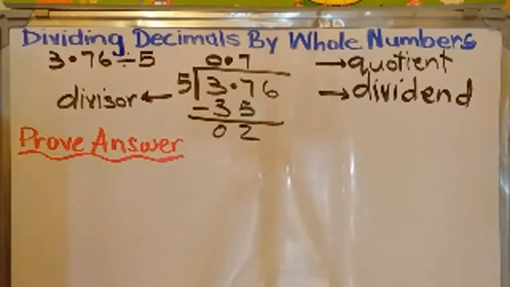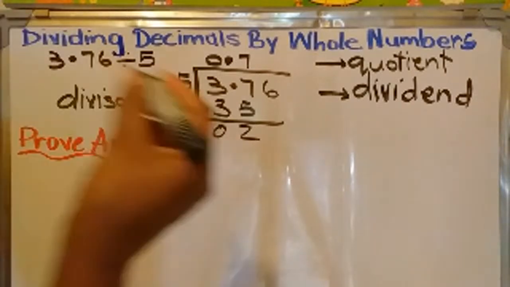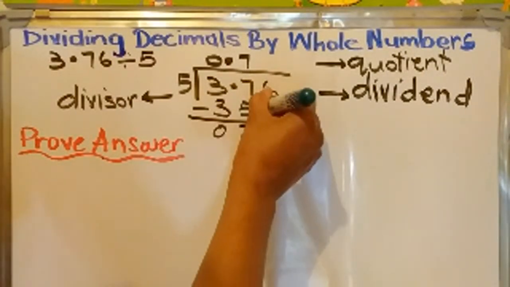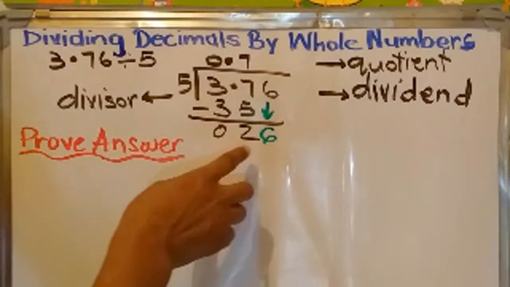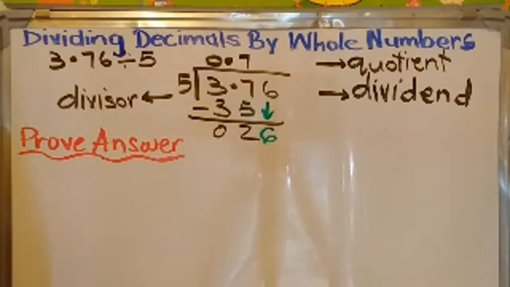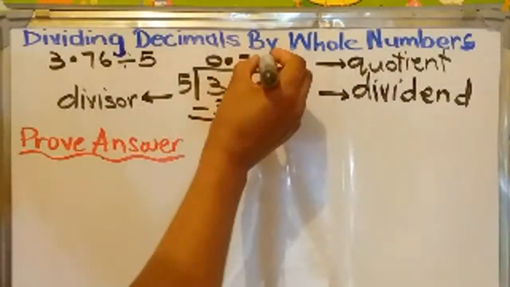So you're going to bring down the next digit that is in line. And of course, that is your 6, and it is in the 100th place. All right, so you're going to bring it right down. All right, guys. So look carefully. Now we have 26. How many groups of 5 can you get from 26? And of course, that's only 5 groups of 5.